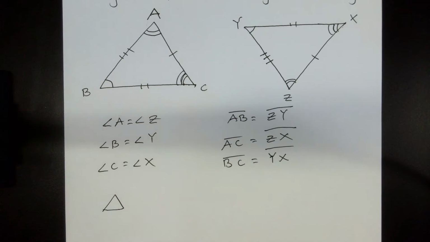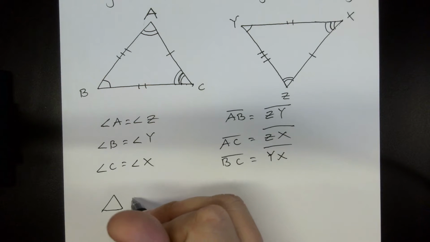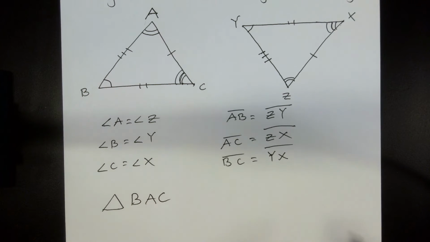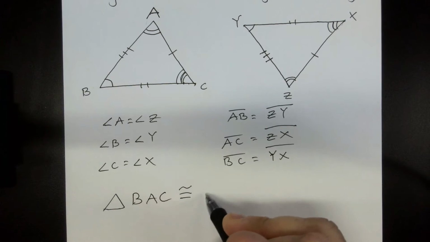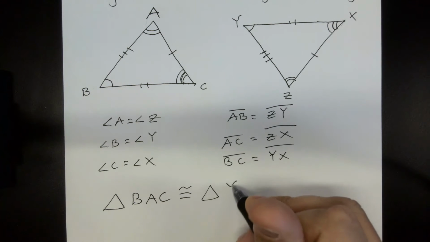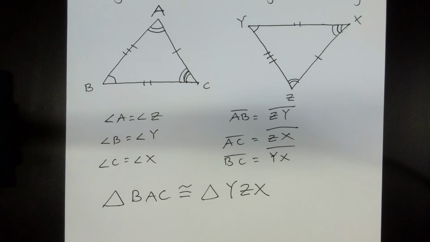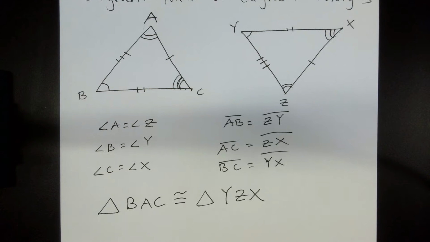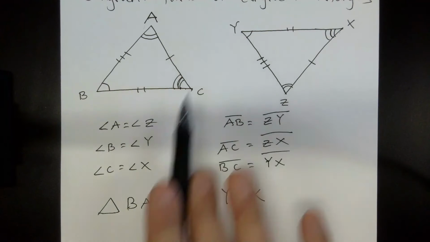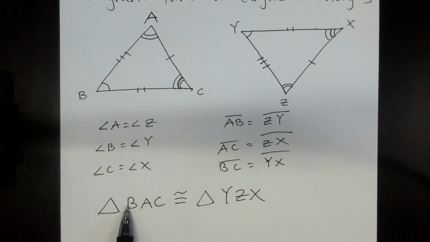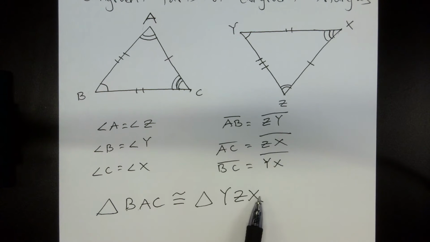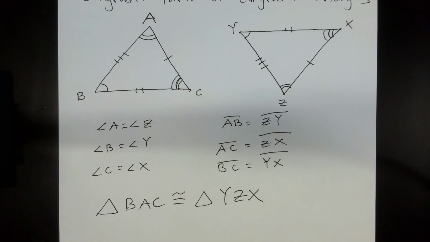And there's a congruence statement that you're going to write. You're going to write it like this: triangle BAC is congruent to triangle YZX. It doesn't matter which letter is first, but these need to match up. So B has 1, A has 2. It doesn't matter if you have the 1, 2, or 3 mixed up, but if you have the 1 here, you have to have the 1 here. If you have the 2 here, you have to have the 2 here. If you have the 3 here, you have to have the 3 here.